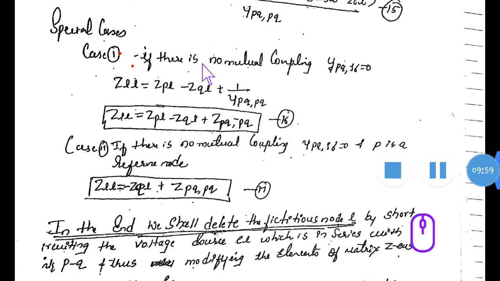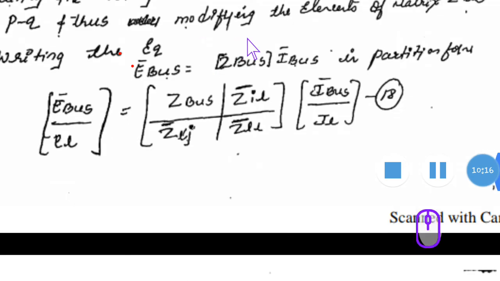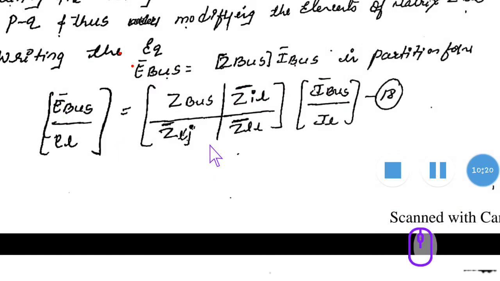This is about addition of link. Now because another will be there and fictitious node L has to be deleted, this is addition of link we have done. Now you have to delete this. Sometimes they may ask the deletion process also, how to delete that. At the end we can delete that fictitious node L. So now what you have to write, simple it is: E bus is equal to Z bus into I bus. Row and column get added first, Z of IL, Z of LJ, Z of LL and small EL you have to take.